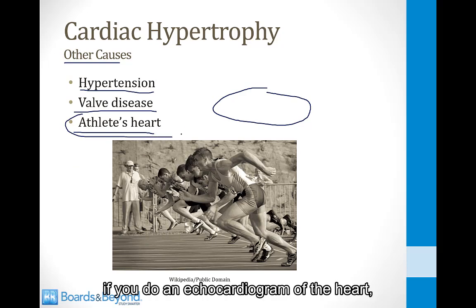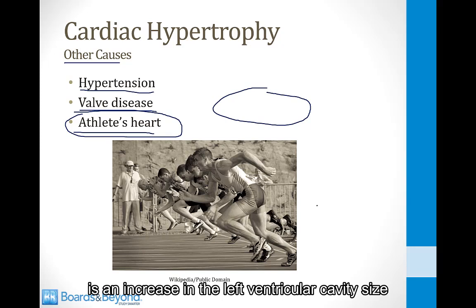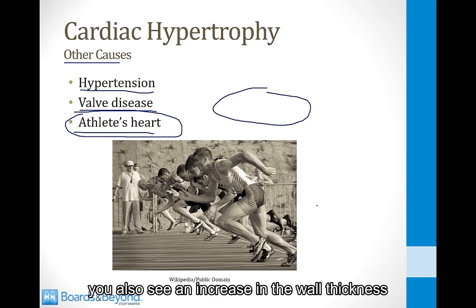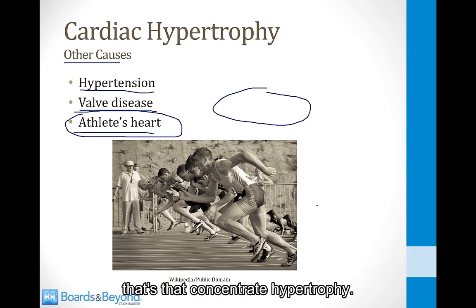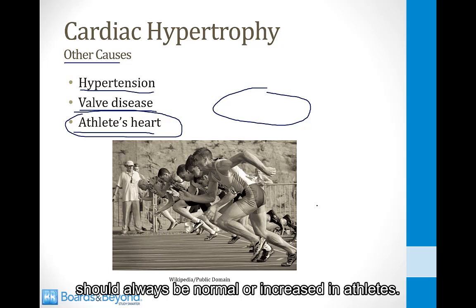So in most athletes, if you do an echocardiogram of the heart, what you often see is an increase in the left ventricular cavity size. That's that eccentric hypertrophy. You also see an increase in the wall thickness. That's that concentric hypertrophy. And in addition, the left ventricular ejection fraction should always be normal or increased in athletes.